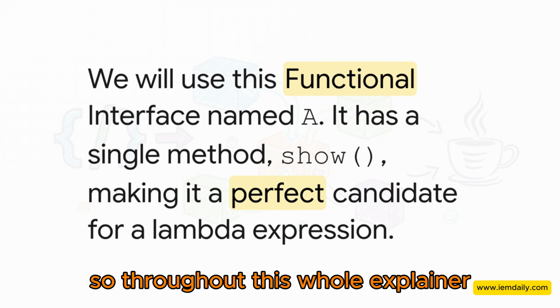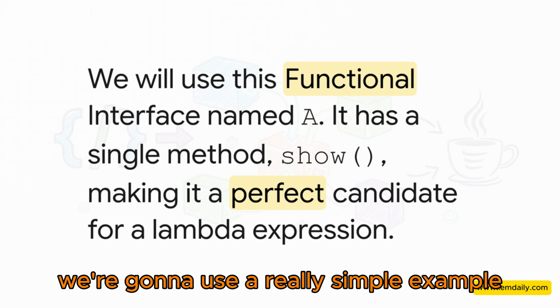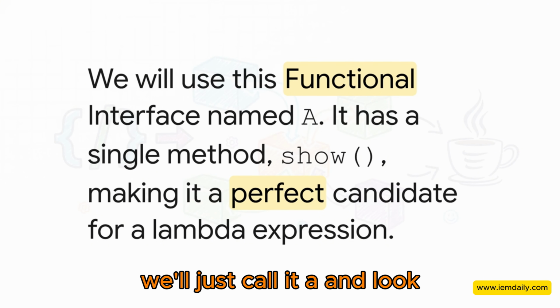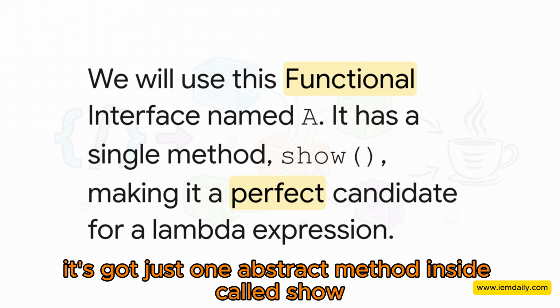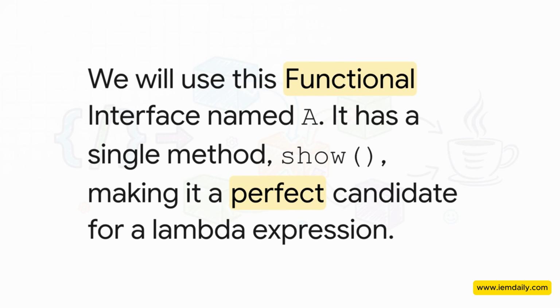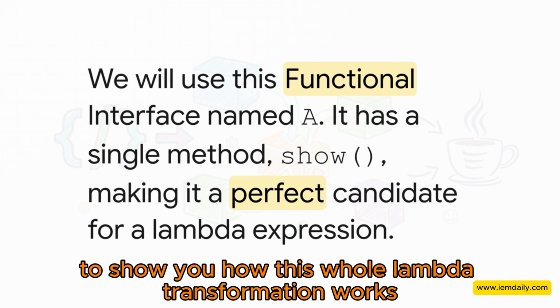Throughout this whole explainer, we're going to use a really simple example. Here's our functional interface. We'll just call it A. And look, it's got just one abstract method inside called show. See, it follows the rule. That makes it the perfect candidate to show you how this whole Lambda transformation works.